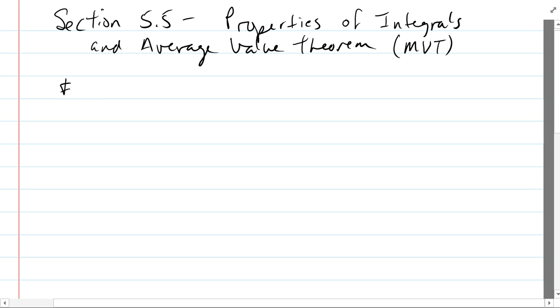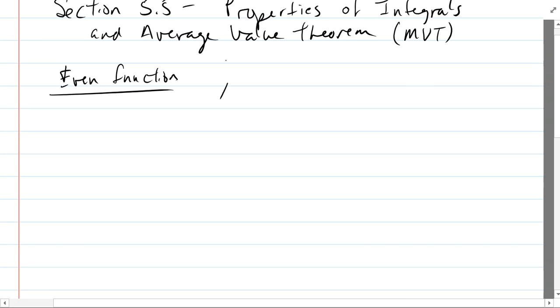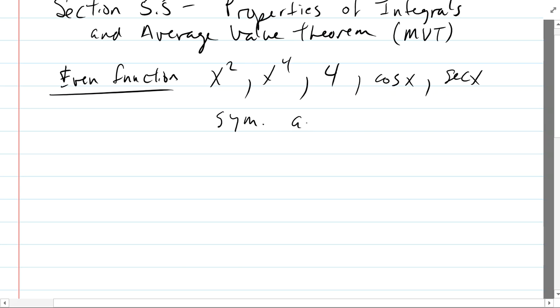And when you have an even function, it means that it's x squared, x to the fourth, a number like 4, cosine of x, and what's the other trig function that's even? That has a cosine only in it? Secant. Those are all even functions. What does that mean? It's symmetrical across what? Yeah, y-axis.